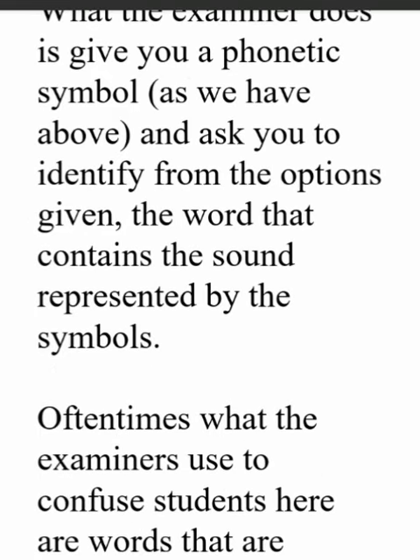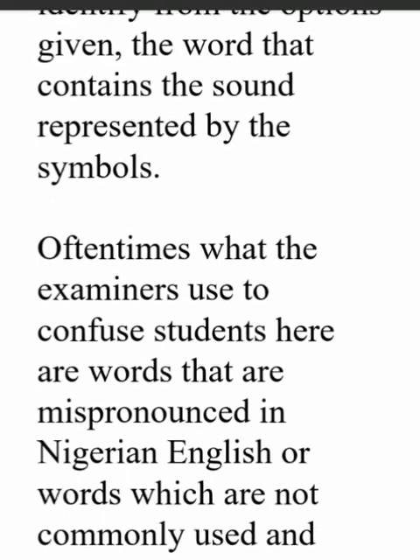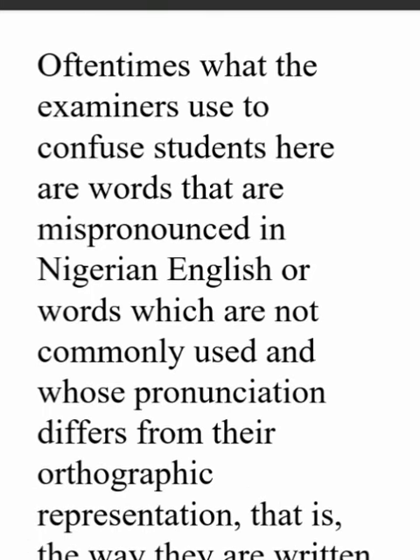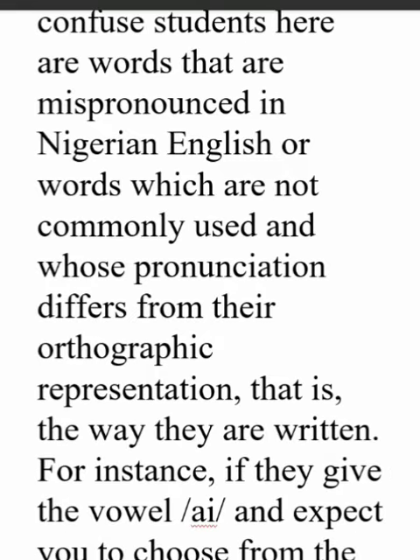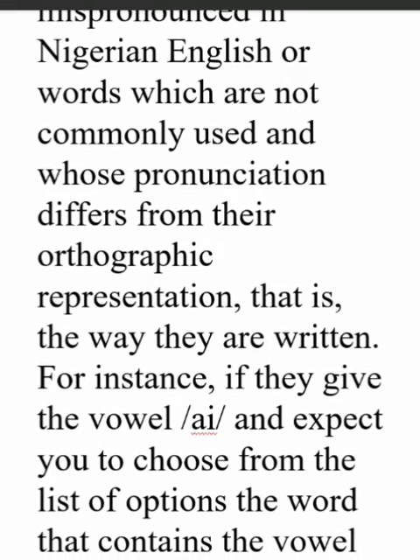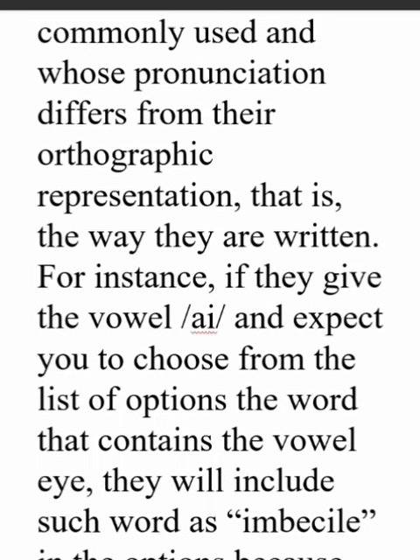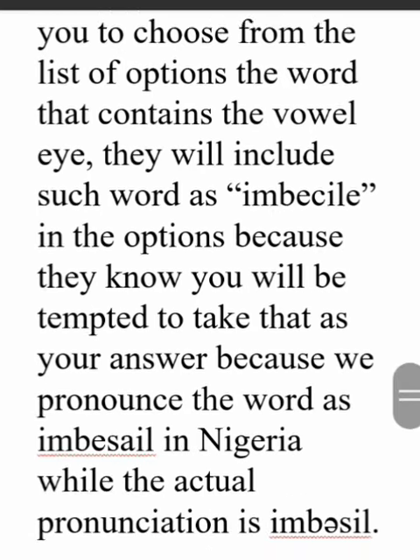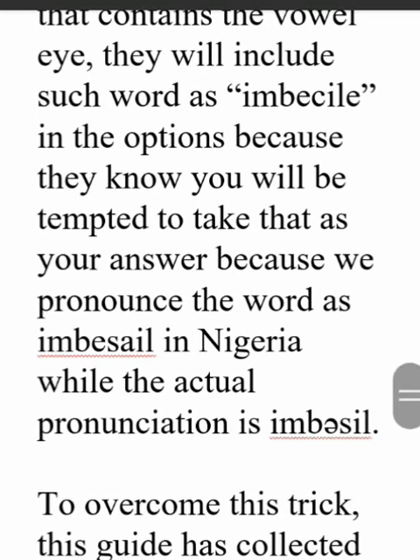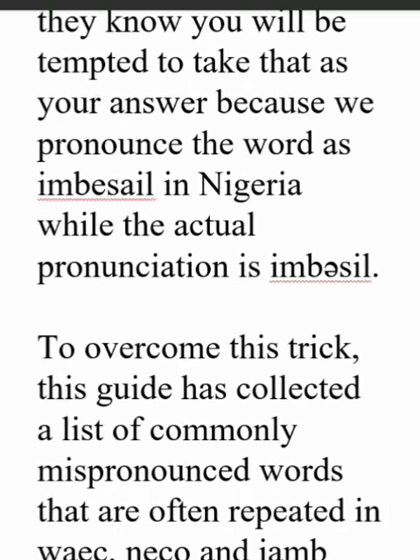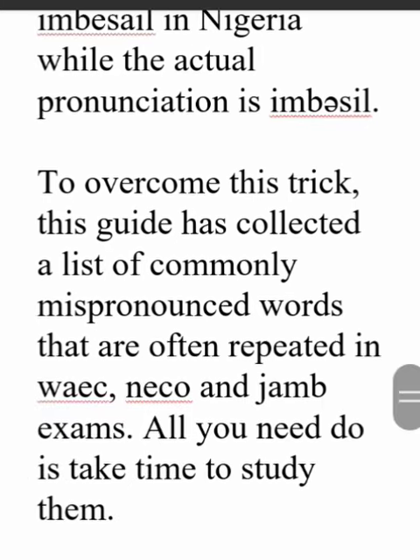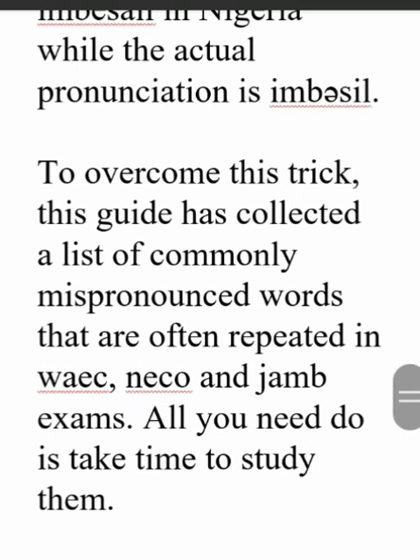Oftentimes what the examiners use to confuse students here are words that are mispronounced in Nigerian English or words which are not commonly used and whose pronunciation differs from their orthographic representation, that is, the way they are written. For instance, if they give the vowel I and expect you to choose from the list of options the word that contains the vowel I, they will include such a word as imbecile in the options because they know you will be tempted to take that as your answer, because we pronounce the word differently in Nigeria from the actual pronunciation. To overcome this trick, this guide has collected a list of commonly mispronounced words that are often repeated in WAEC, NECO, and JAMB exams. All you need do is take time to study them.